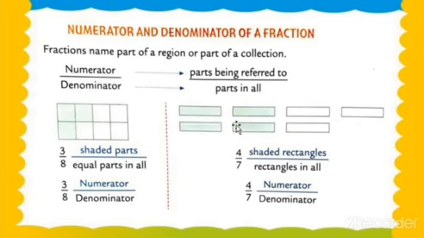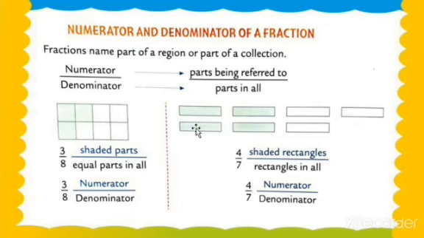How is it possible? Let's check here. There are 7 rectangles in all, so our denominator is 7. Now we check the shaded rectangles. 1, 2, 3 and 1, 2, 3 and 4. There are 4 shaded rectangles. Understood, my dear students?